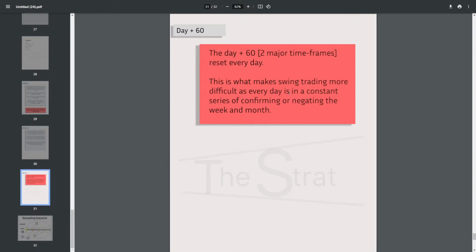Like if you're an investor and you're holding for multiple months, then instead of using the day and 60, you might be using the week, the month, the quarter, and the year. So it's not completely relevant to you, but extremely important: 2 of those 4 major time frames reset every day.